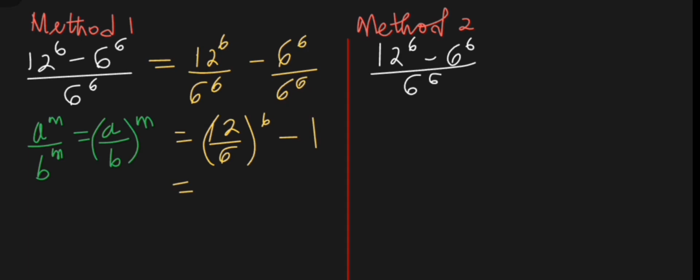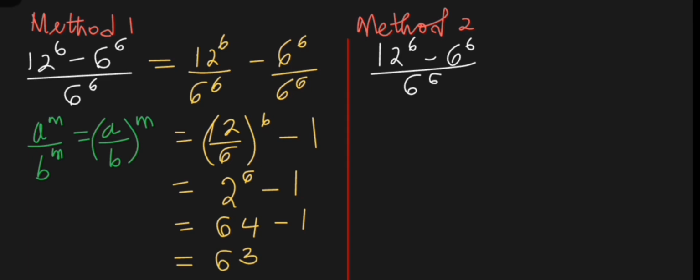Then 12 divided by 6 is 2. So we've got 2 to the power of 6 minus 1. And 2 to the power of 6 is 64. So we've got 64 minus 1. And that is 63 without the use of any calculator.